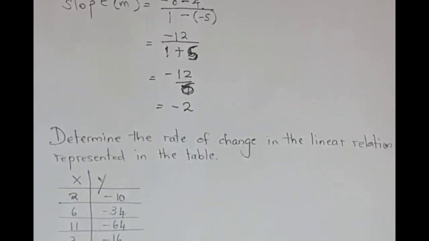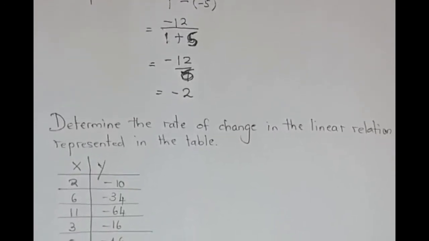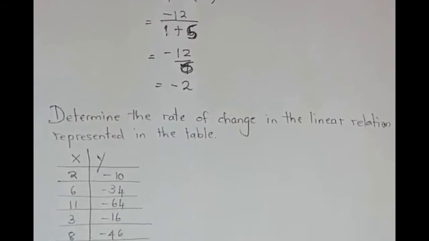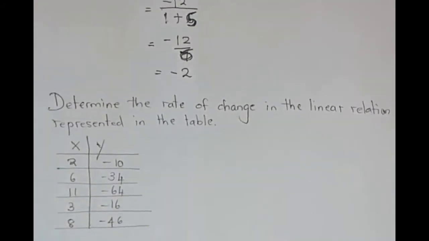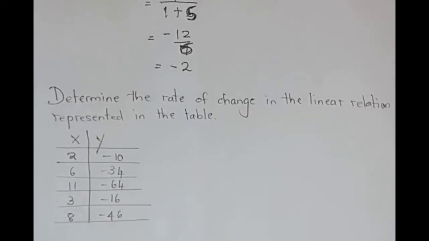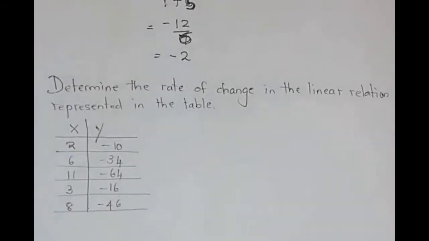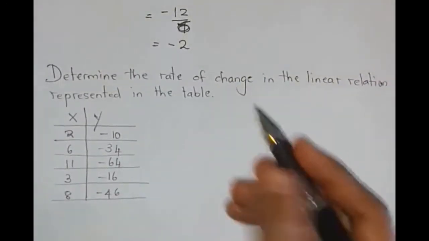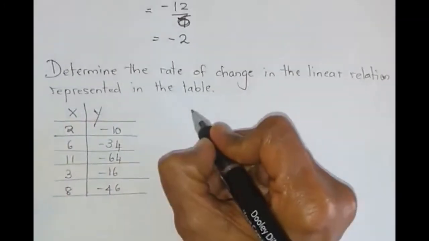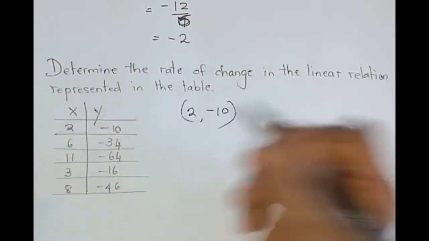Determine the rate of change, in other words, the slope, in the linear relation represented in the table. So when we're given a table, we have five sets of data. So we're going to use the same rules that we used in the first question. We're going to pick 2 points from the given table.